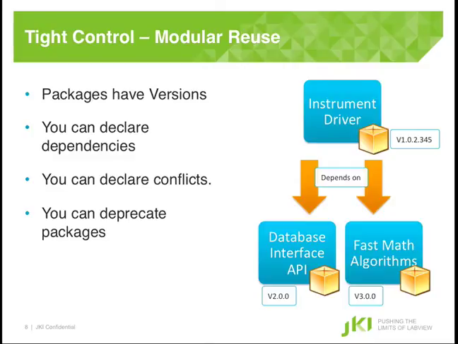You can also declare conflicts. I don't like, for example, database interface version 2.0. I want version 3.0. So you can define a specific version and you can say, well, I conflict with anything else outside these versions. So you can also define that as well. So you always want to stay at a specific version.